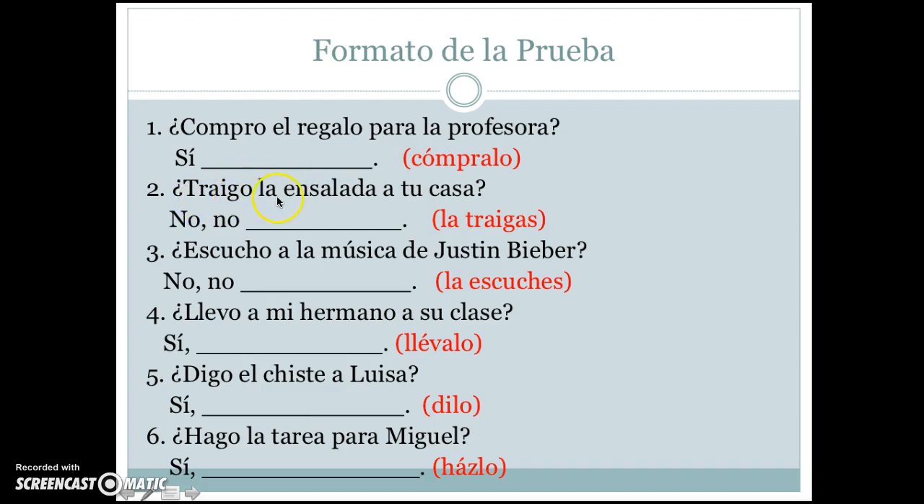Número dos, traigo la ensalada a tu casa. Should I bring the salad to your house? Now we're set up for a negative command. Okay, well, our verb is traer. It's an ER verb. We're going to use the opposite ending with an S for a negative, which is traigas. What is our direct object pronoun? Well, bring what to the house? La ensalada es femenina singular. La is our direct object pronoun, and since we're dealing with a negative command, the pronoun goes before.